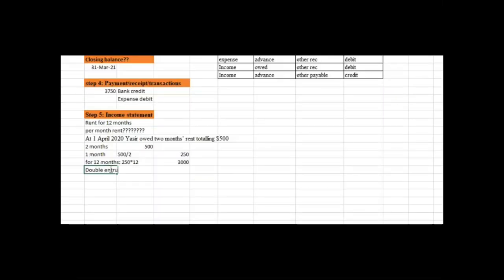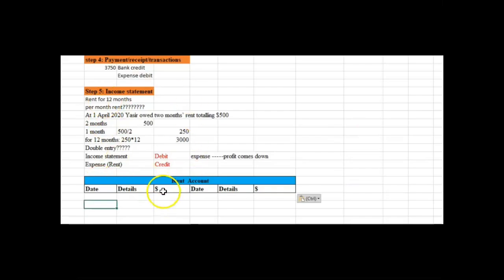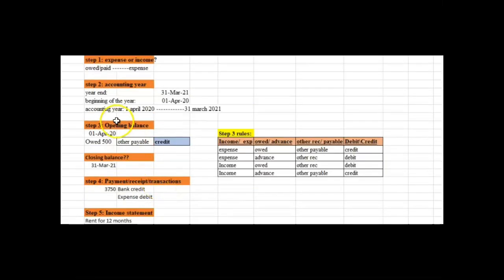What about the double entry? To understand this, you need to look at the income statement as an account rather than a statement. Basically, the income statement is an account where we put our income and expenses. If anything leads to a decrease in profit, then we debit this account. As rent is an expense, it will decrease the profit, so the income statement is debited. The expenses account is therefore credited by 3,000.